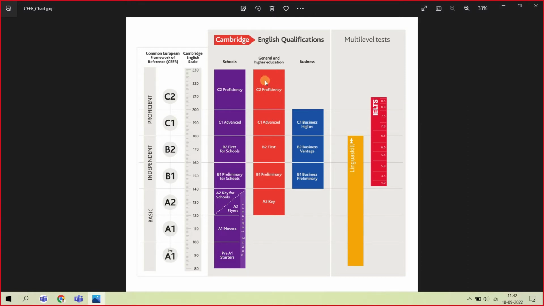So this is with respect to both schools and higher education. That means college. See, even for business, they give you a criteria. Okay, so Cambridge University has set a criteria for people who should go into business. Okay, see, they are suggesting three levels. That is B1, B2, and C1. C2 is not required for business.